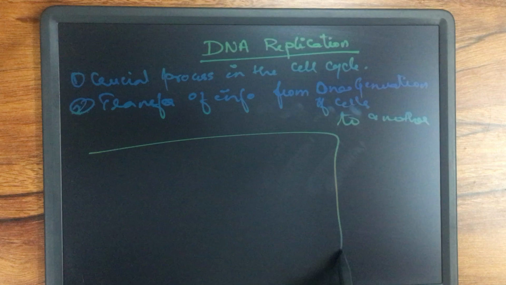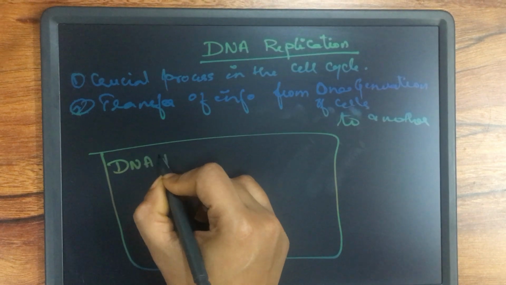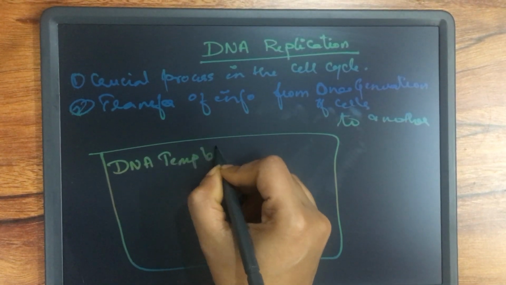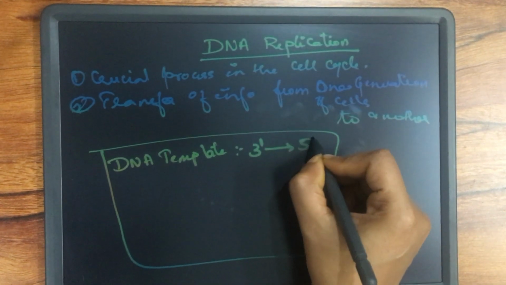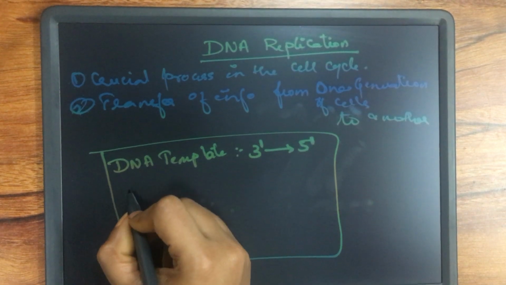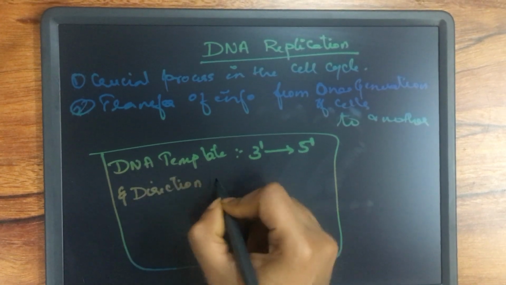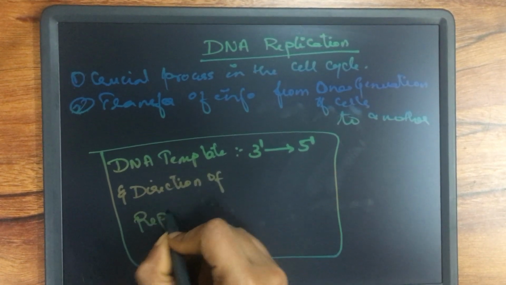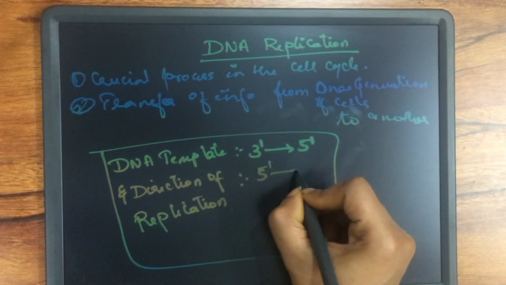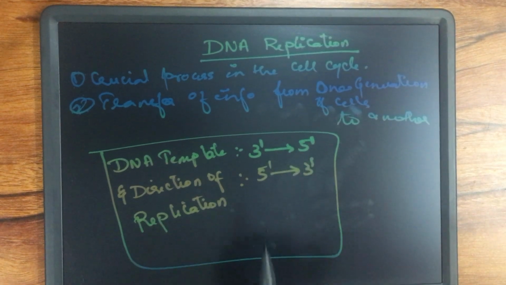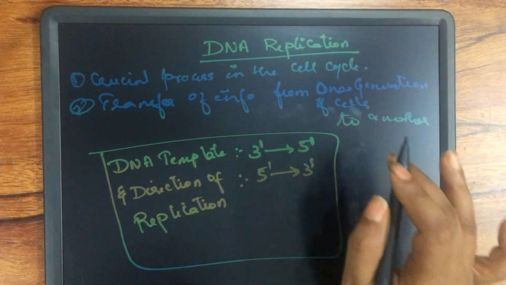The very important point to note here is that the DNA template on which replication takes place is in the direction 3' to 5', and the direction of replication is 5' to 3'. So this must be remembered by you when we study the replication process in detail.